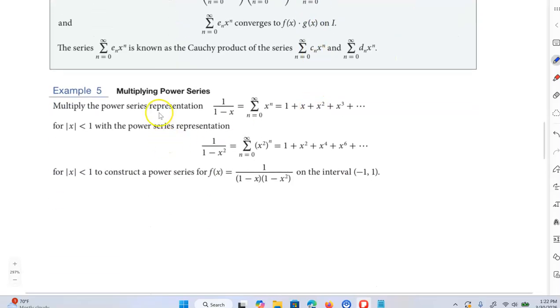We're going to multiply the power series representation for 1 over 1 minus x with the power series representation of 1 over 1 minus x squared to construct a power series for the function 1 over the quantity 1 minus x times 1 minus x squared on the interval from -1 to 1.